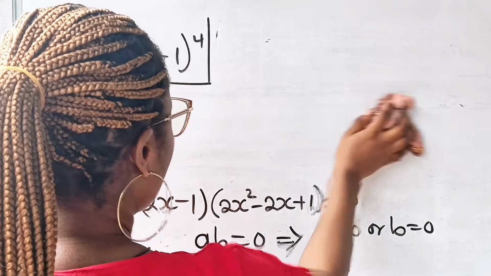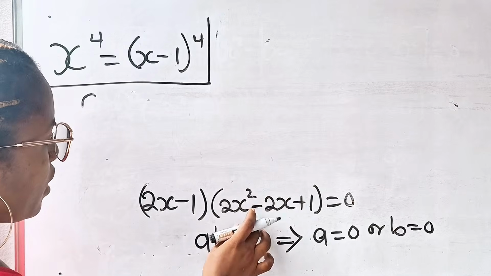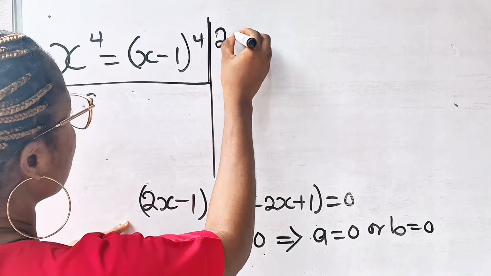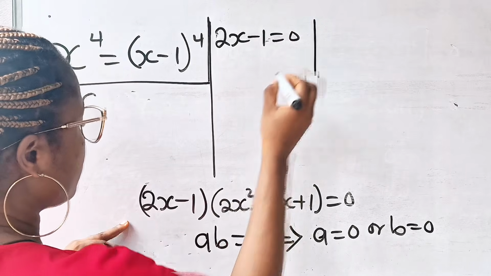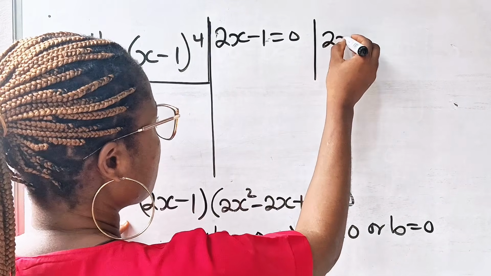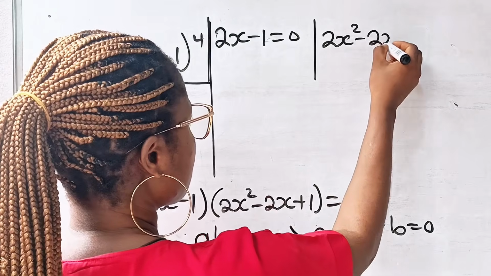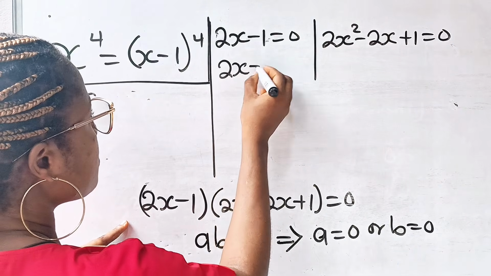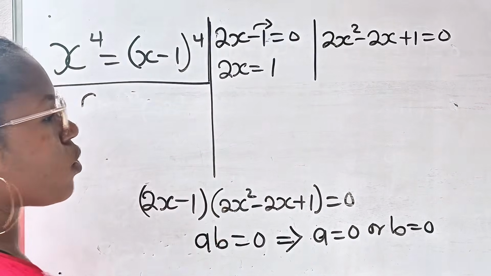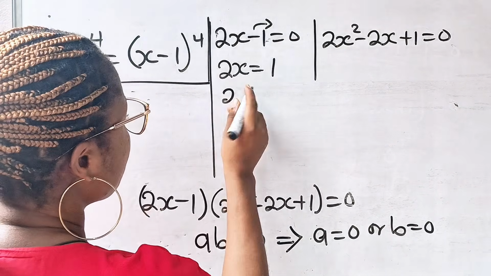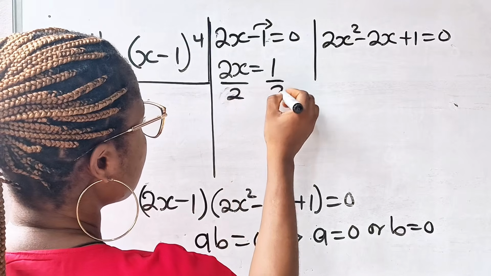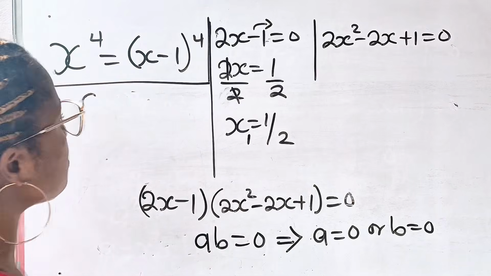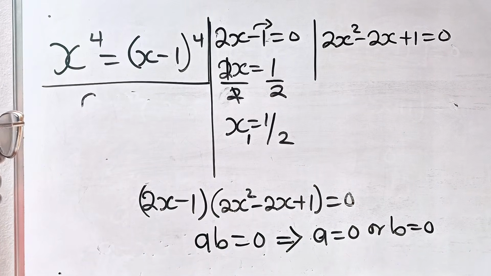So that means that looking at this, we will say that 2x minus 1 is equal to 0, or 2x squared minus 2x plus 1 is equal to 0. So from here we have 2x is equal to 1 if this crosses the equal sign. So we divide both sides by 2, and we have x is equal to half. So this is the first value of our x.